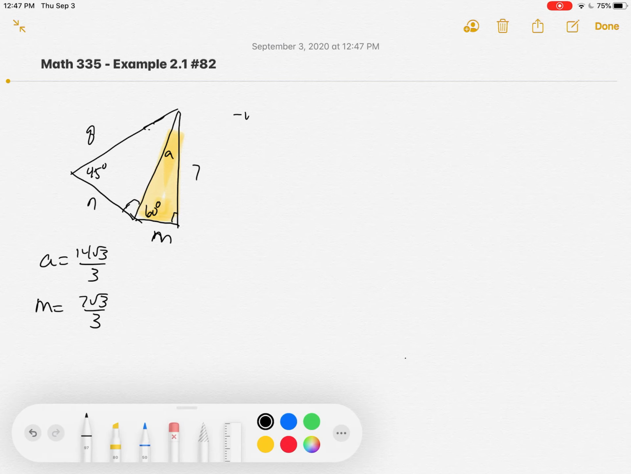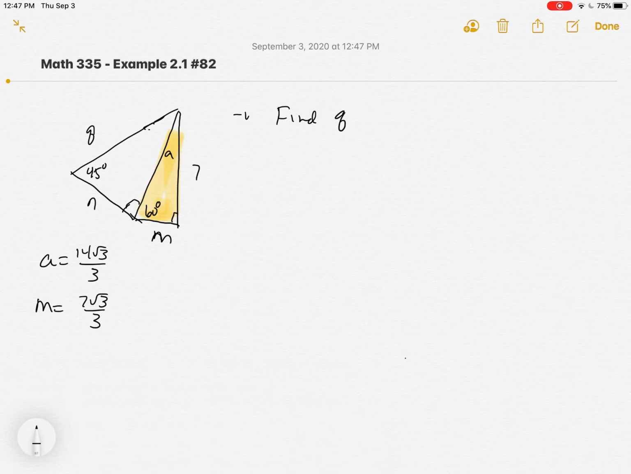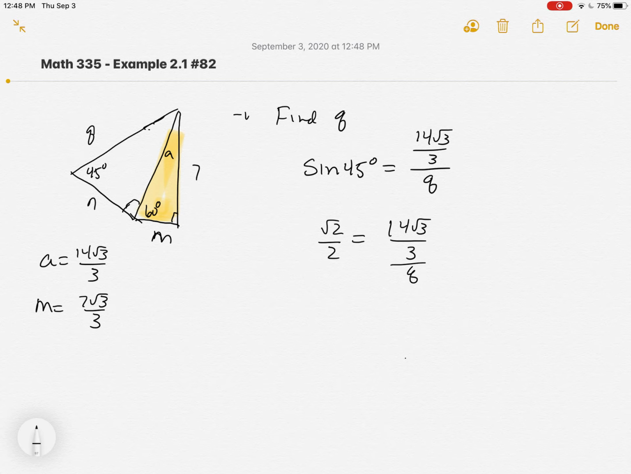Okay, so if I go to find Q, maybe I'll use the fact that the sine of 45 degrees is the opposite, A, but I know what A is, 14 root 3 over 3, over the hypotenuse, which is Q. I know the sine of 45 degrees is square root of 2 over 2. And so I have a little bit of a mess. But we know that you understand algebra.